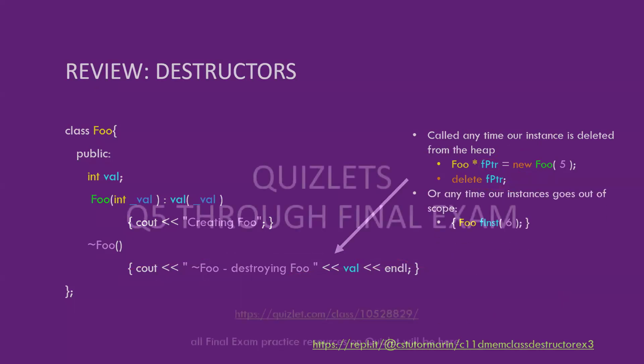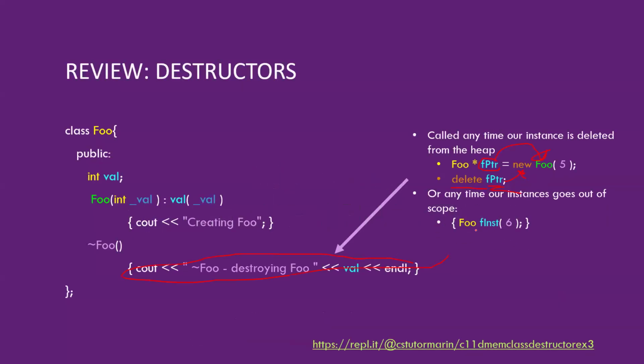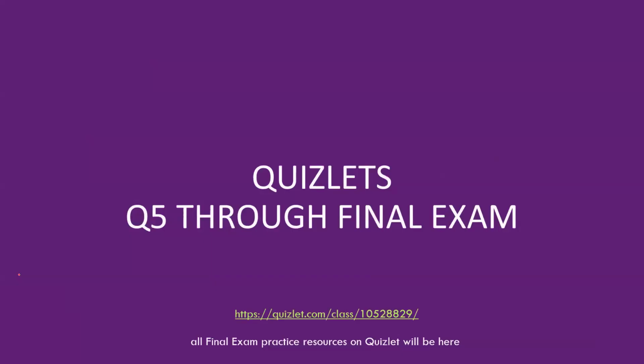Other times we could also see it when a regular instance of a class goes out of scope, right? So this is an actual instance, not a pointer. And after this curly brace, that is also going to trigger our destructor, because the automatic stack allocation gets rid of that instance, okay? We talked about that a little bit last time. Hopefully that rings a bell.